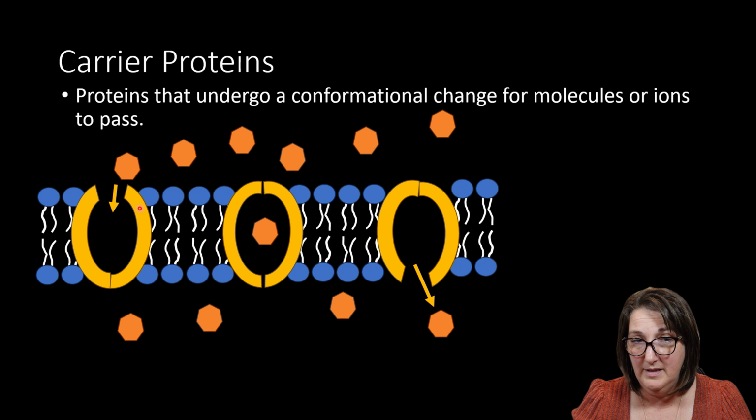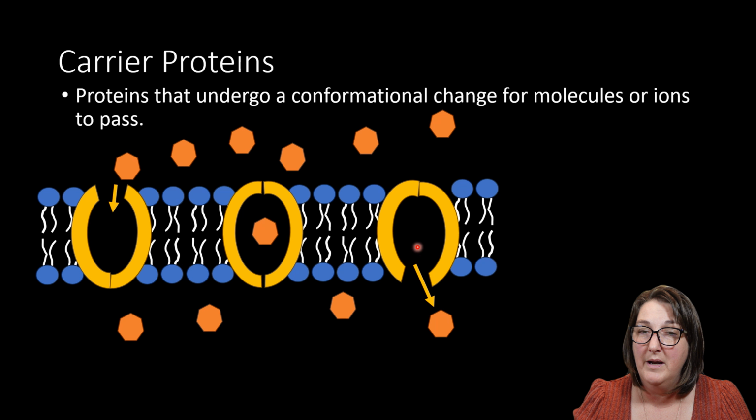So the molecule comes in, it changes the protein, it closes, opens up at the bottom, and releases. Then the protein goes back to the way it originally was, and it allows another molecule to come through. So this is a conformational change of the protein. Remember, you change the shape of a protein, you change the function.